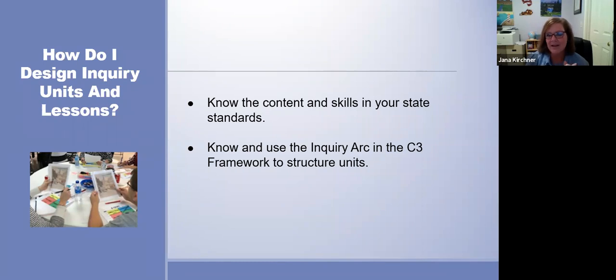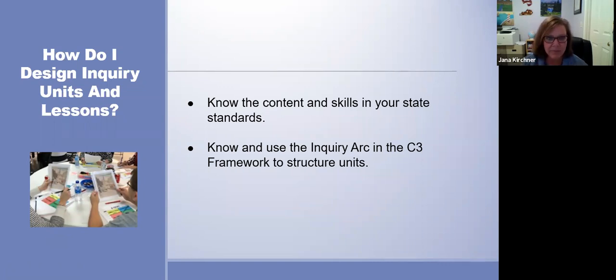Then I would say you need to be familiar with what's called the inquiry arc. Some of you may have been studying this for years. Others of you this may be brand new, and that's okay. Nationally, in social studies, we have this C3 framework and this inquiry arc that guides all the state standards.